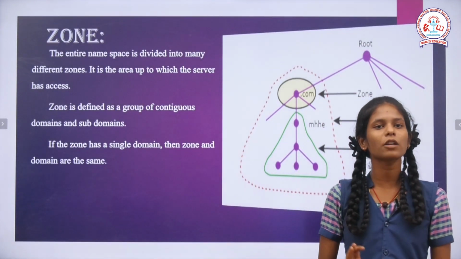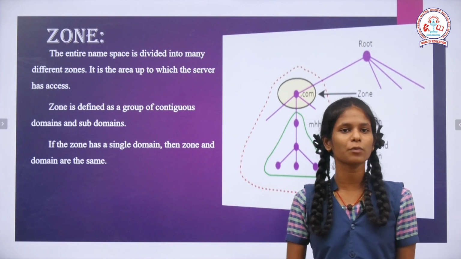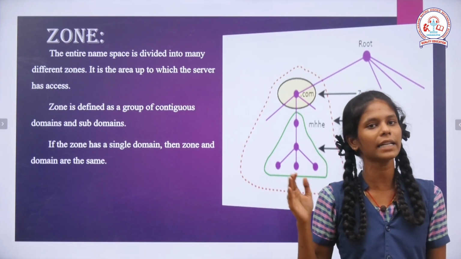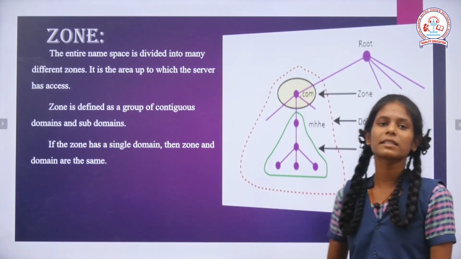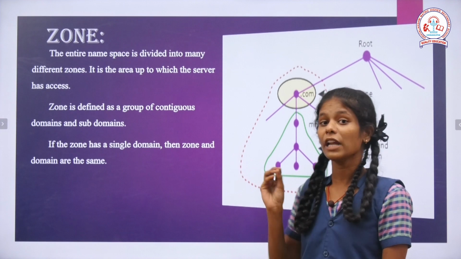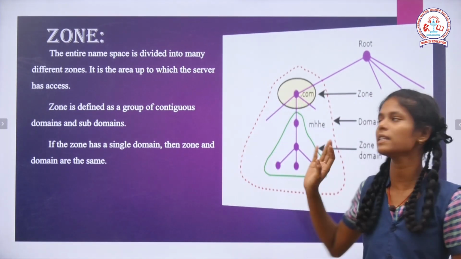At last, the last component of the domain name system is zone. The entire namespace gets divided into different zones. It is the area where the server is accessed. It is defined as the group of contiguous domains or subdomains. If the zone has only a single value, both the domain and the zone are the same.